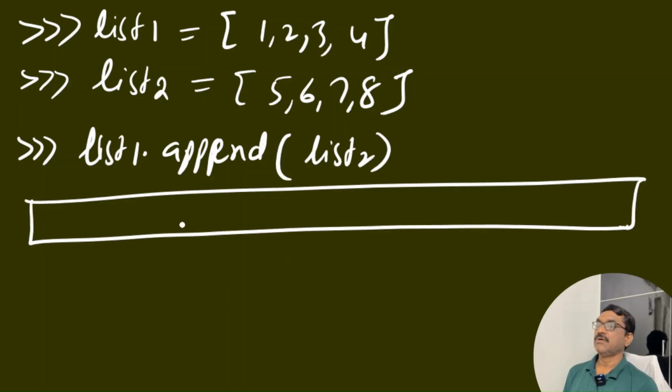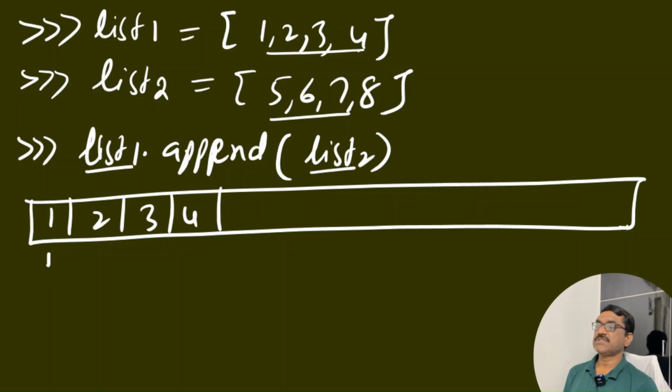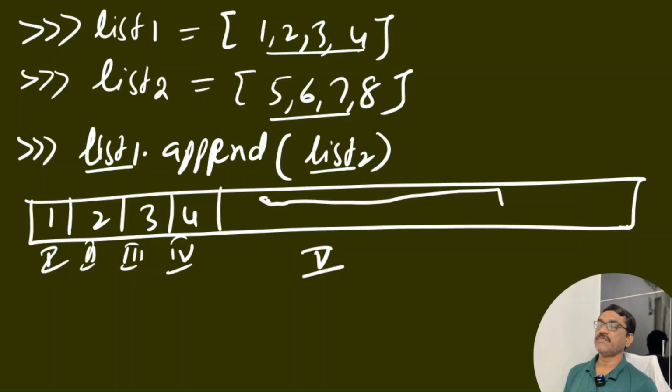First we have 1, 2, 3, 4. Already we have these elements in list 1. Now we are adding list 2, right? Looking at list 1, this is the first item, second item, third item, fourth item. Now append is going to add list 2 as the fifth item. That means within this we are going to have a separate list like 5, 6, 7, 8. So this is the configuration when you use append.